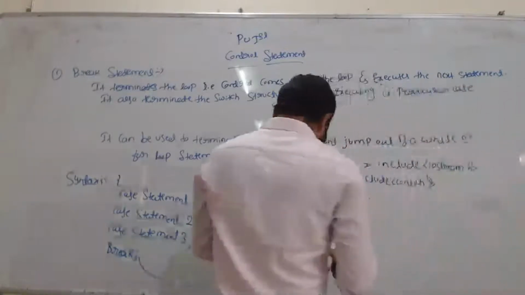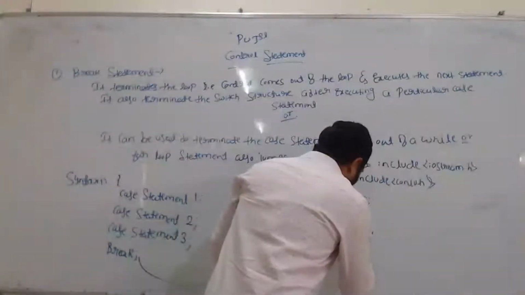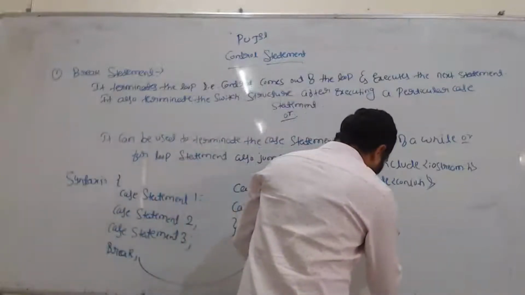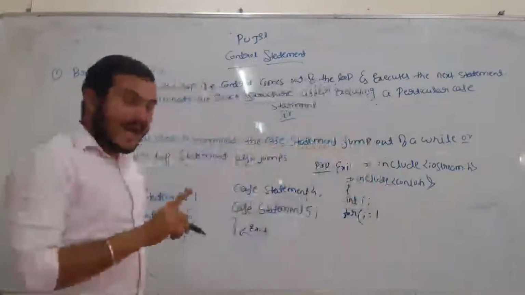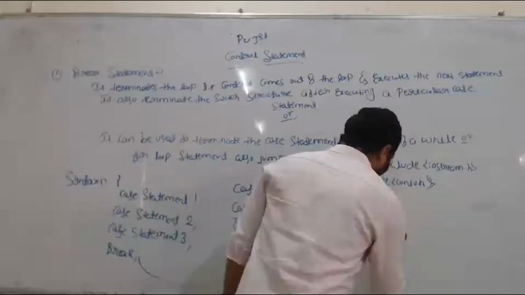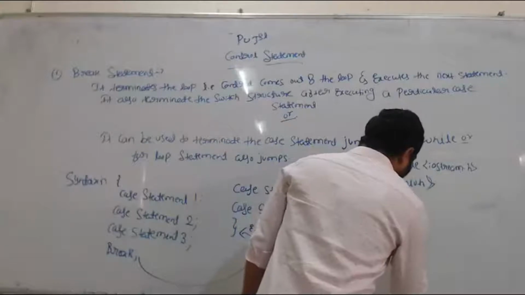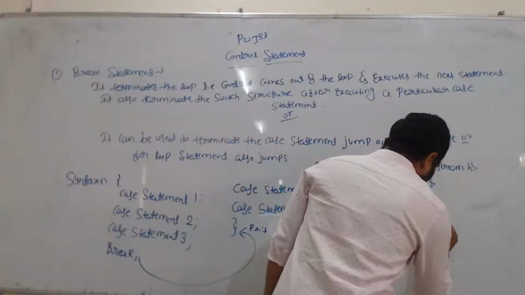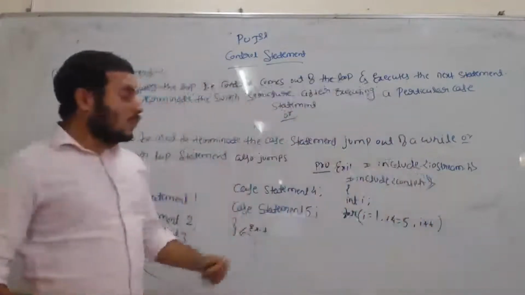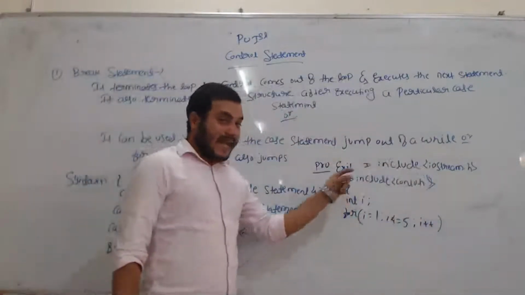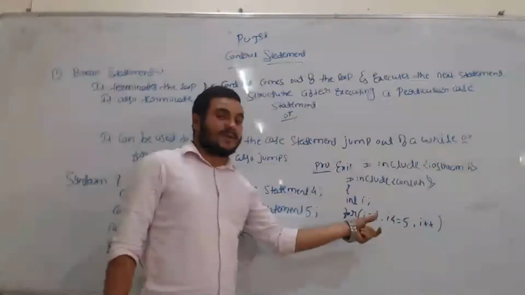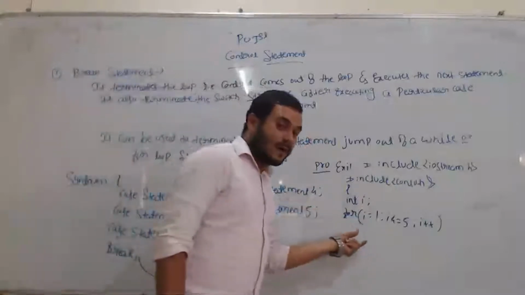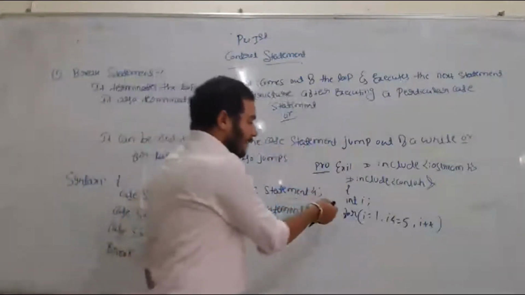So next, the for loop I am applying here. for i is equal to 1; i less than or equal to 5; i plus plus. This is the looping statement, the for loop statement, because it is a fixed execution statement. For loop is a fixed execution statement. That's why I am using the for loop statement here.